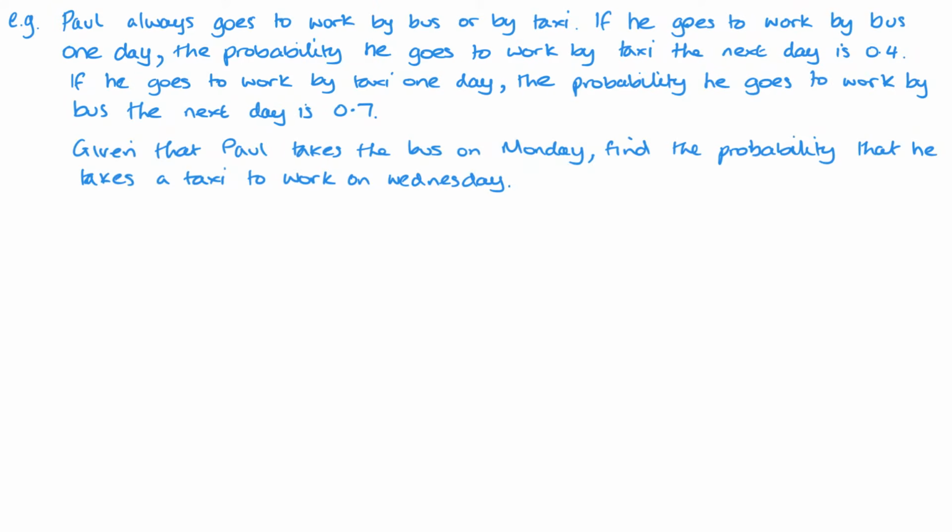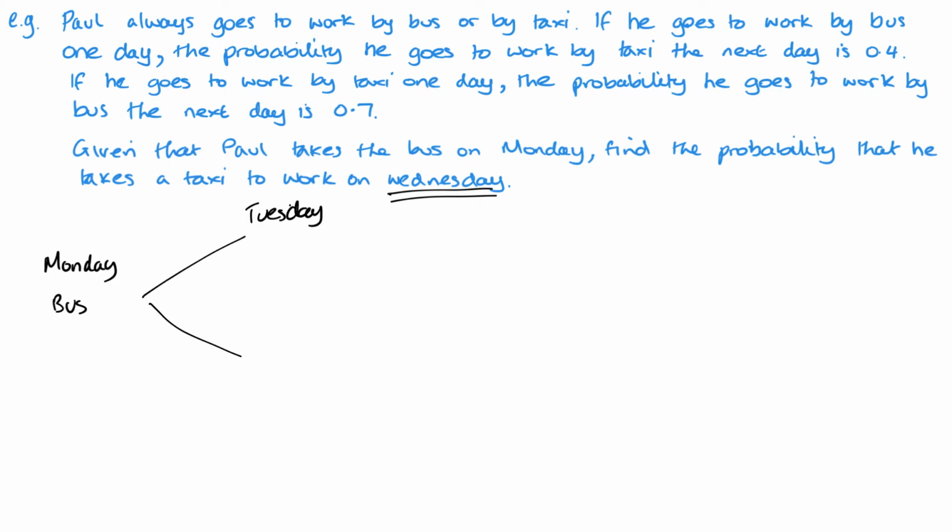So quite a lot of information here. Paul goes to work by bus or taxi. If he goes by bus, probability he goes to work by taxi the next day is this. And if he goes to work by taxi, the probability he goes to work by bus the next day is this. Given that Paul takes a bus on Monday. So what we're thinking is that on Monday, Paul takes a bus, and we want to get to Wednesday.